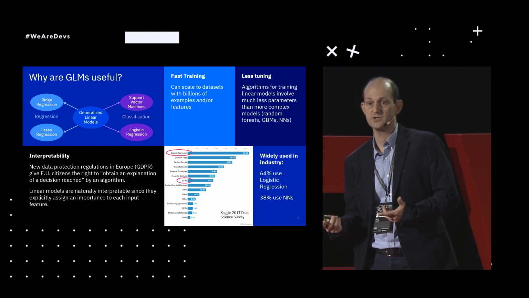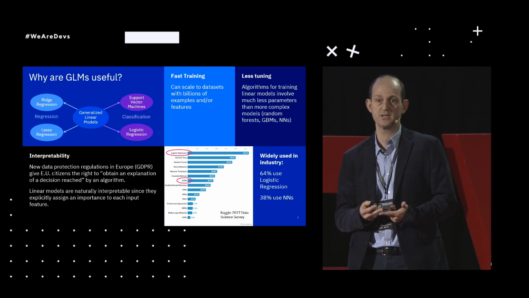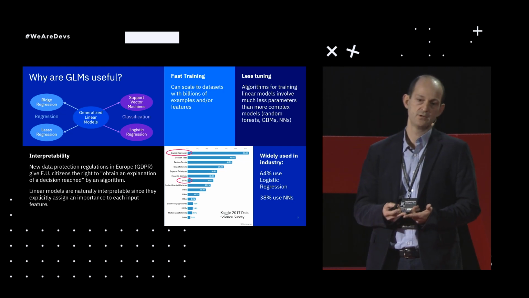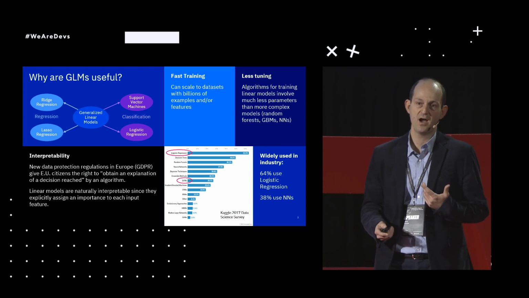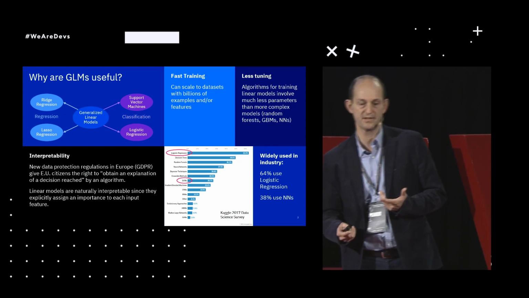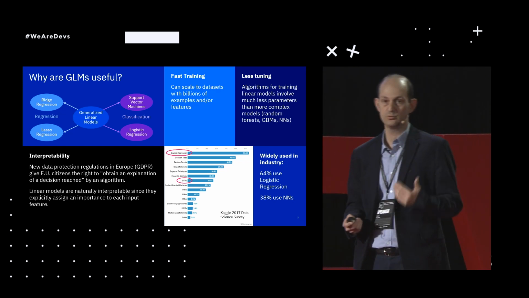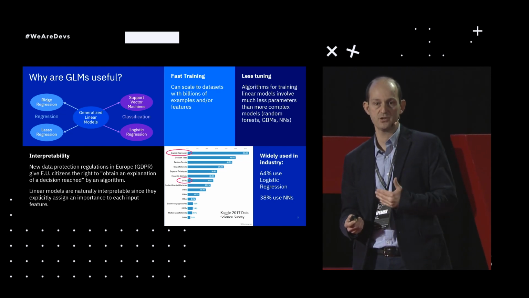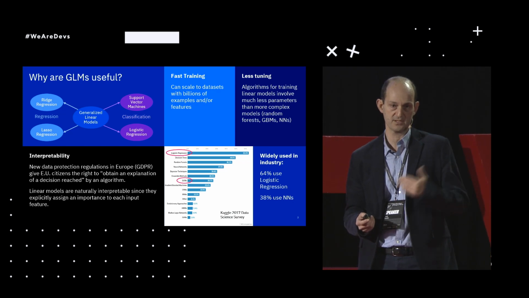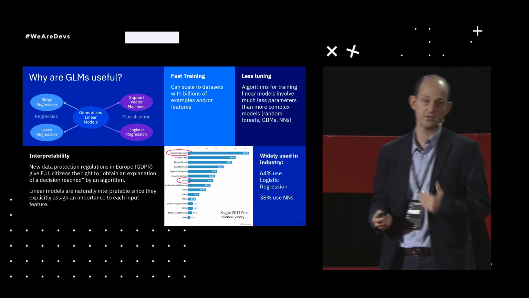For example, a decision about his health, a decision about his credit score. So therefore, it is not only important, but it is paramount, it is necessary for a machine learning algorithm today and in the future to lead to an explanation of the decision that the algorithm has taken. And linear models are very good at that.